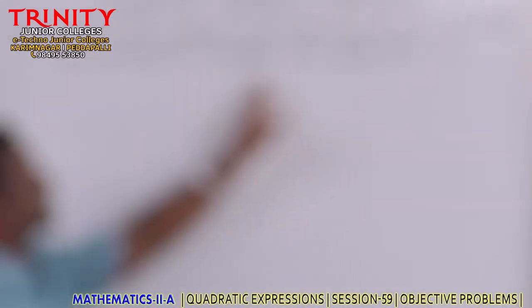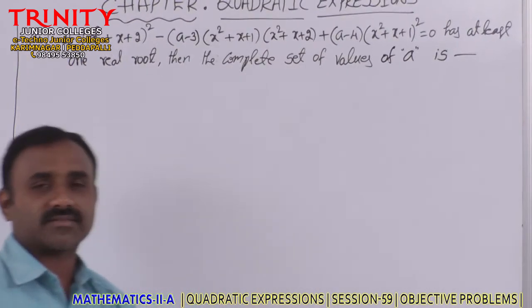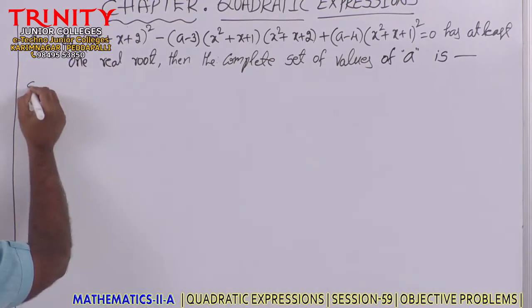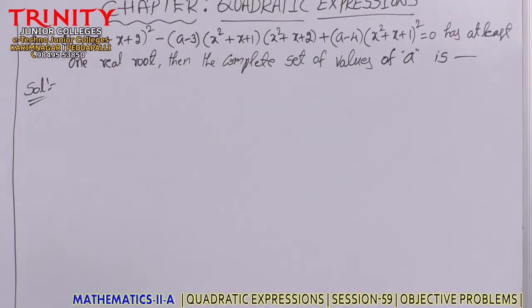In that he was saying that it has at least one real root, then the complete set of values of a he was asking, not the values of x. He was asking the set of values of a. First, transform this given equation into quadratic form. Transform the given equation into quadratic equation form.